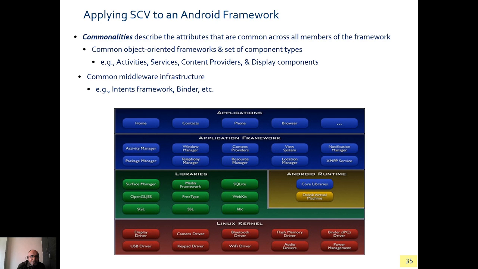So commonalities, scope and purpose and context, these three are interrelated stuffs. Commonalities, they describe the attributes that are common across all the members of frameworks, right? So you can have the window manager, content providers being the systems, core library, and then you can have SQLite and surface manager, okay, that is libraries you want to install and use, Bluetooth drivers, right, from the Linux kernel, flash memory driver, audio drivers. Right, so driver management is there with the kernel. Applications, they should simply use the downwards layers.